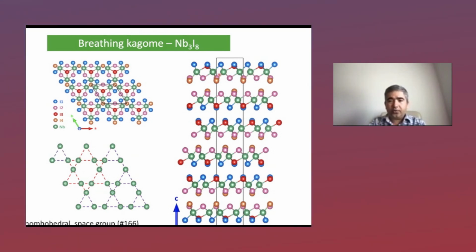So within the layer, the center atom is niobium, sandwiched with iodine. This is a kind of covalent bond, but between the layers, or interlayer, they have weak van der Waals bonding. You can see it's a rhombohedral space group. A is around 7 angstrom, but C is around 41. So C is much, much larger, so it's easily exfoliated. This is how you can easily get down to the monolayer.